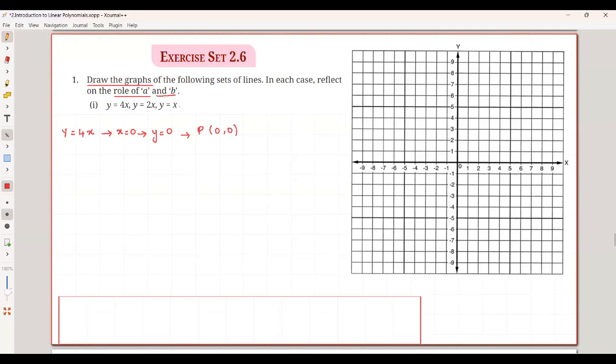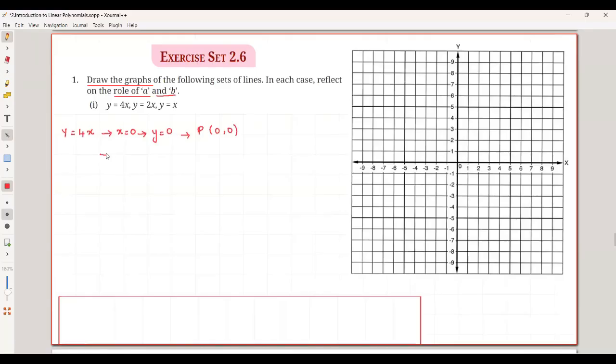Here there is no b value. Ax is there, there is no b value. If there is no b value, it means b is equal to 0, which means all the lines should pass through the origin. Everything should pass through the origin. So 0, 0, I'm taking.